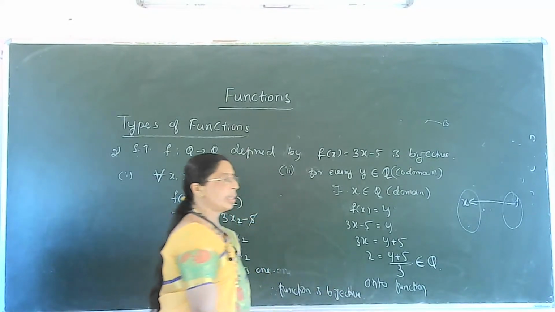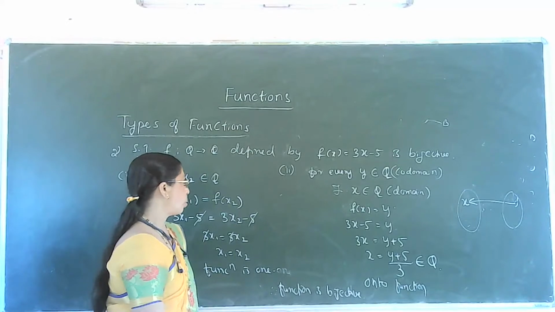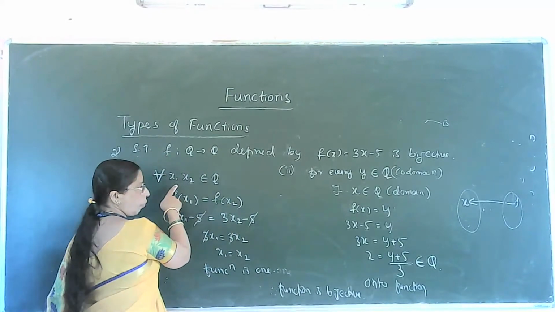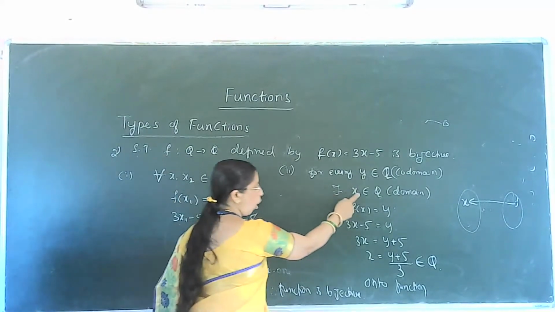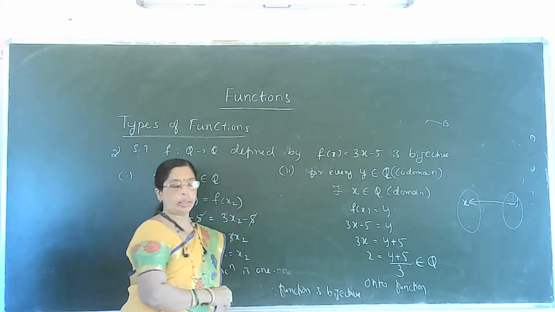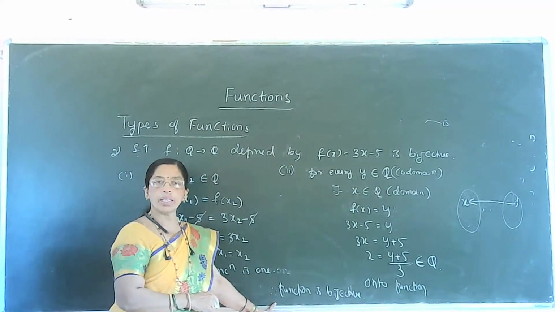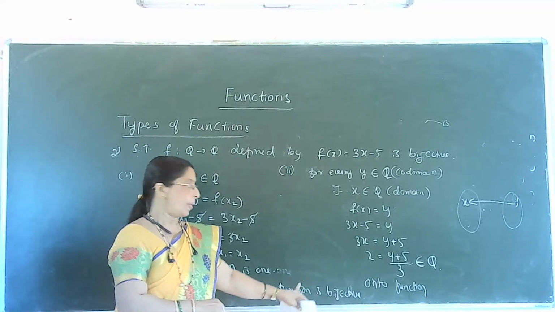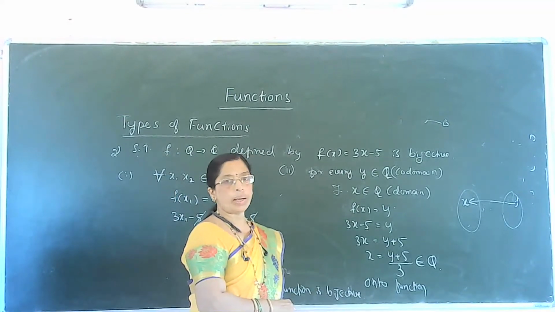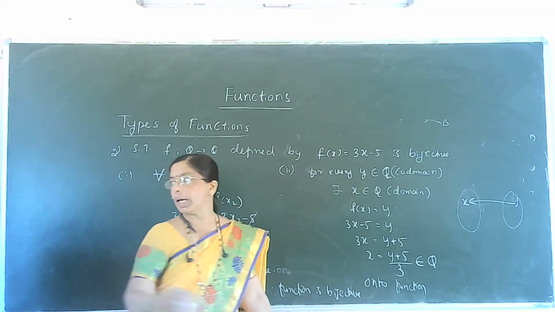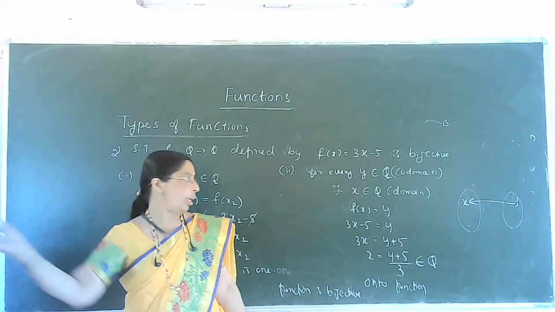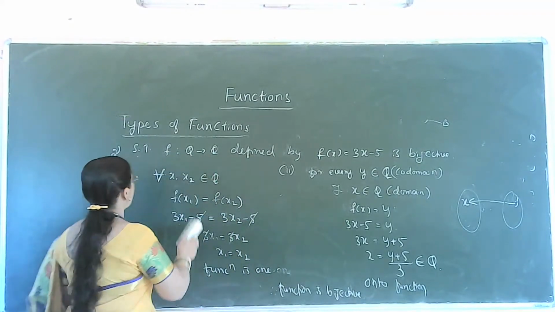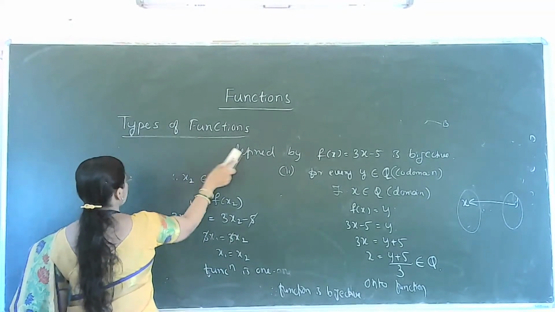This type of question will be asked as a 3 marks question. First you check the one-one function and onto function. Then conclude whether the function is bijective or not. If it is one-one but not onto, then it is not a bijective function. Only if both are satisfied do we write it as a bijective function.